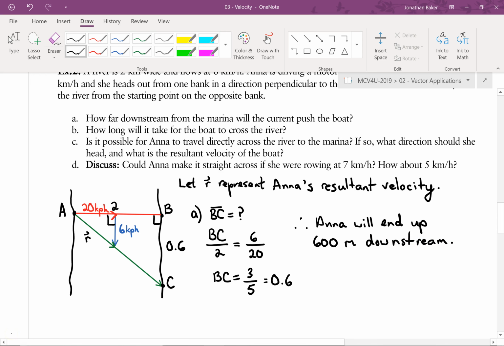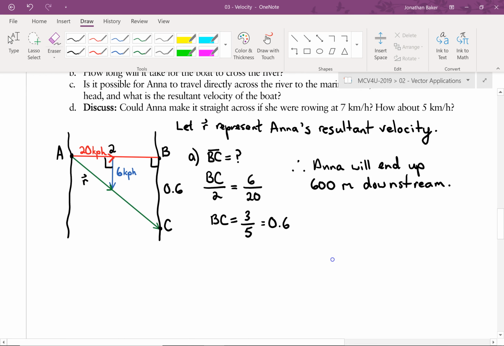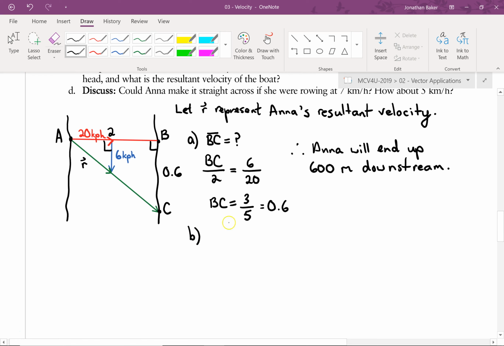Okay, so part B says, how long will it take for the boat to cross the river? And we know that Anna will be going from point A to C, right? So she's going to be traversing this whole length, and her velocity is going to be r. For this type of problem, what I like to do is use the good old distance, speed, and time triangle that you probably have seen by now.